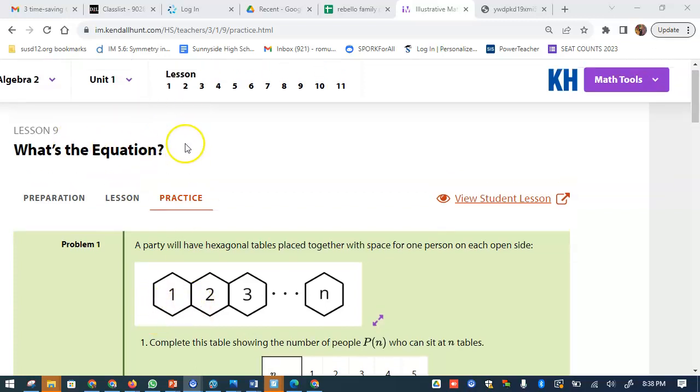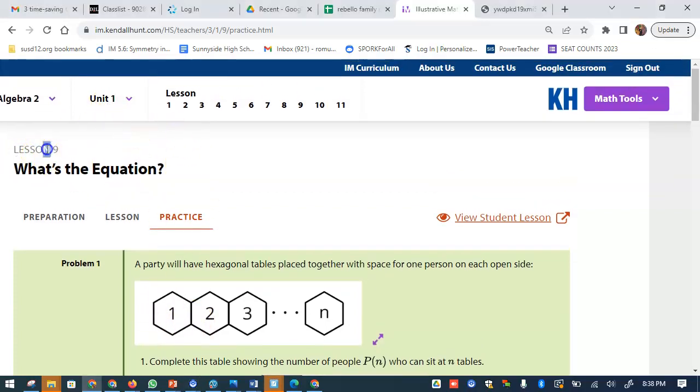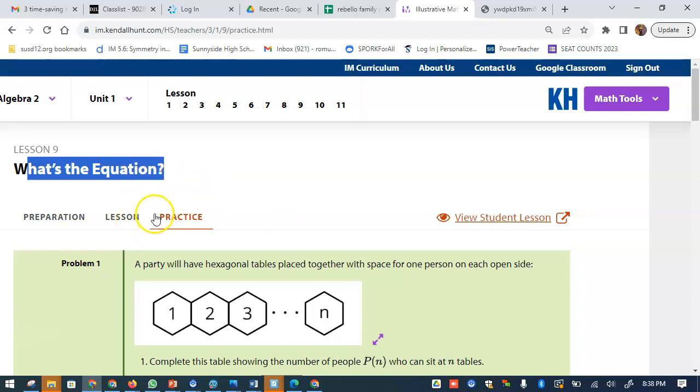Okay, this is Algebra 2, Unit 1, and lesson number 9. So the question here is, what's the equation? So more practice problems on writing down the nth formula, or also called explicit formula. The focus will be on writing explicit formulas and seeing how it changes depending on the step function.